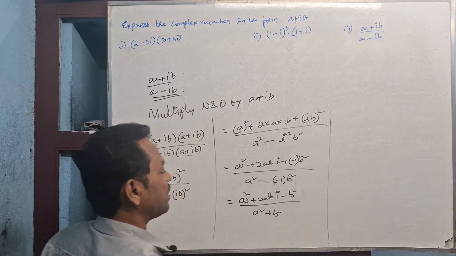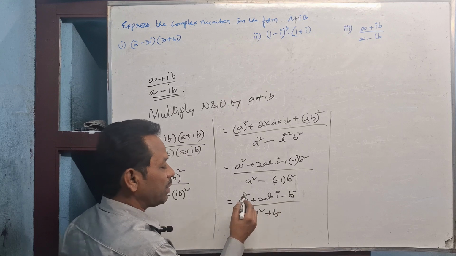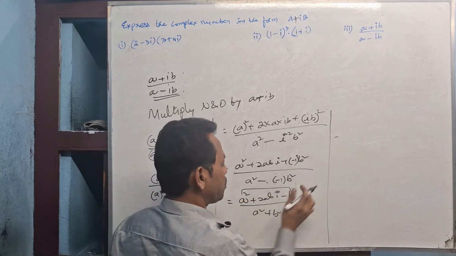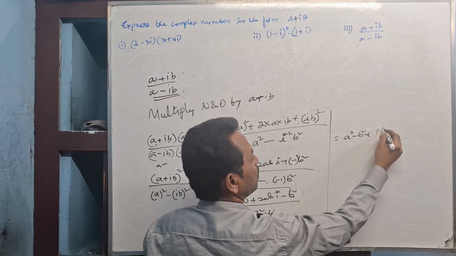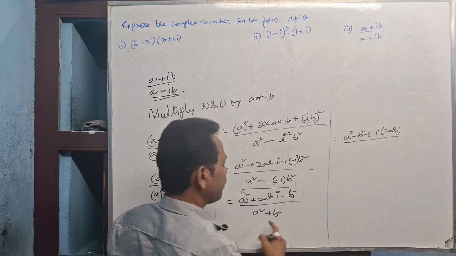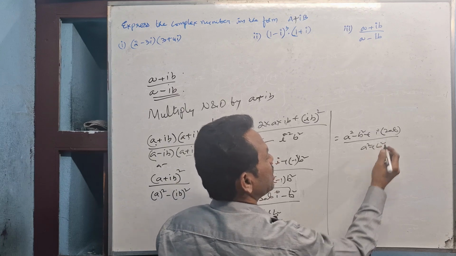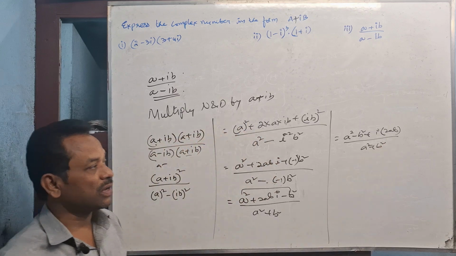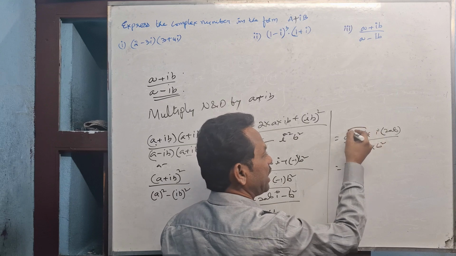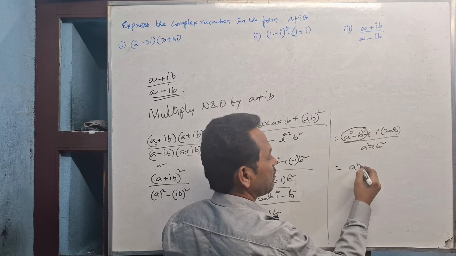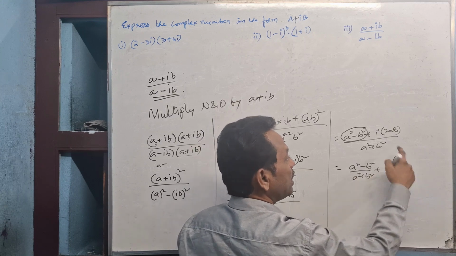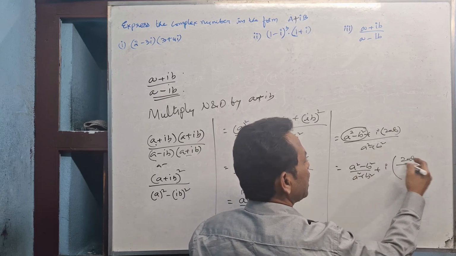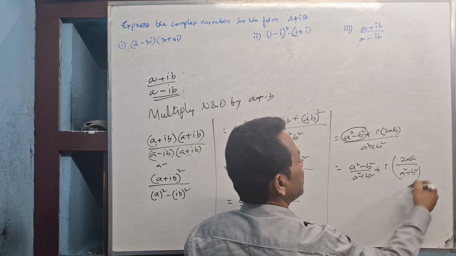Sima, listen carefully how to write this. Let me take the real part on one side. These two are real parts, so let me write it as a square minus b square plus i into 2ab, divided by a square plus b square. Now, bacho, you can split it like this: finally, we take the real part, a square minus b square by a square plus b square, plus i into the imaginary part, 2ab divided by a square plus b square.